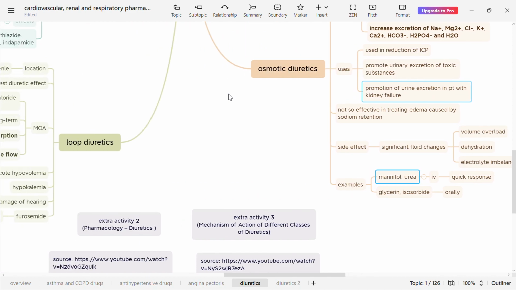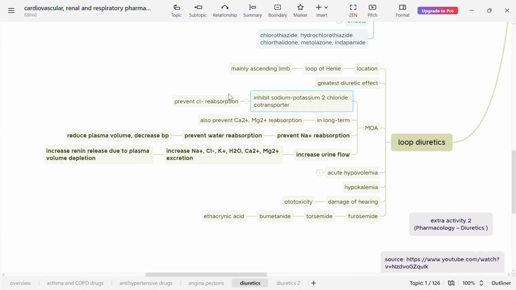So let's continue to the next one, our loop diuretics. Just now we talked about the mechanism of action. All of this will cause the ultimate effect of reduced plasma volume, decreased blood pressure, decreased sodium ions, and increased excretion of all of these, and also increased renal resistance due to plasma volume depletion.